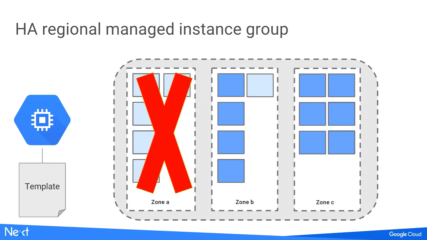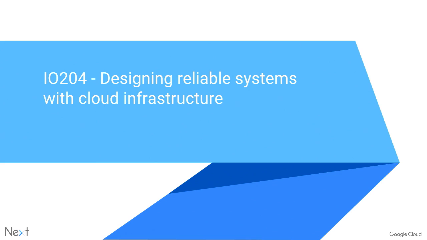So that works really well for zonal outages, and now you're more highly available, which is great. But for certain use cases, even that might not be enough. And you might start looking at cross-regional availability, which is out of the scope of this talk, but there is a really good talk that happened yesterday, IO204, Designing Reliable Systems with Cloud Infrastructure, which goes into great detail of global availability and how to think about that. So check it out if you want to know more about how to protect yourself from outages.